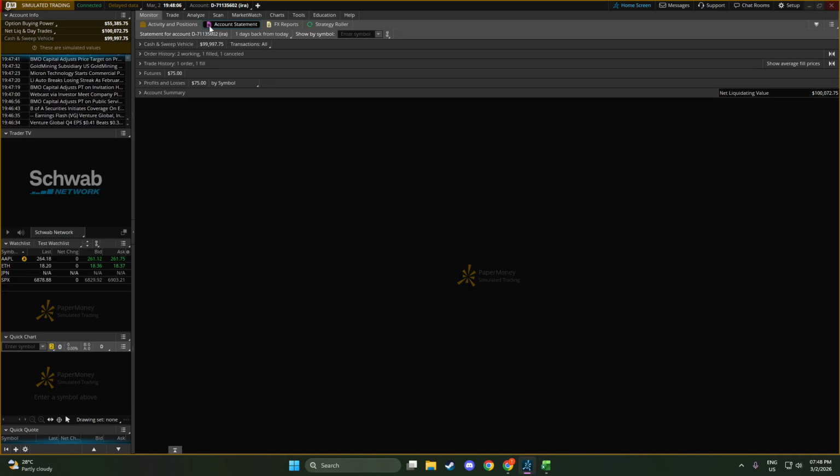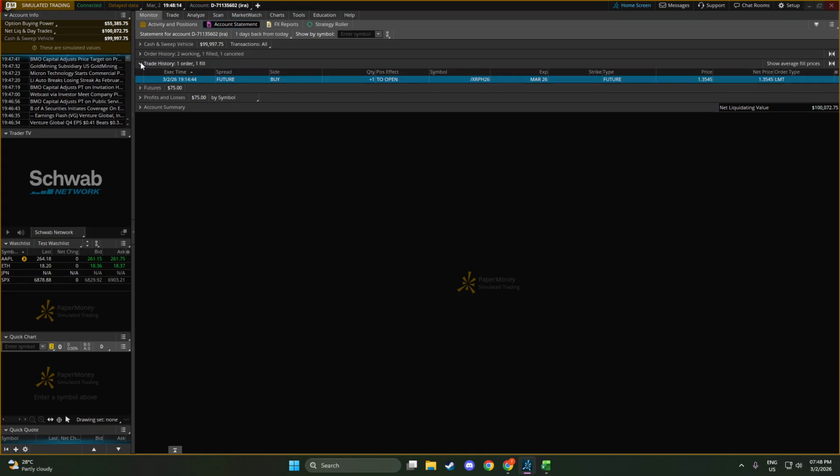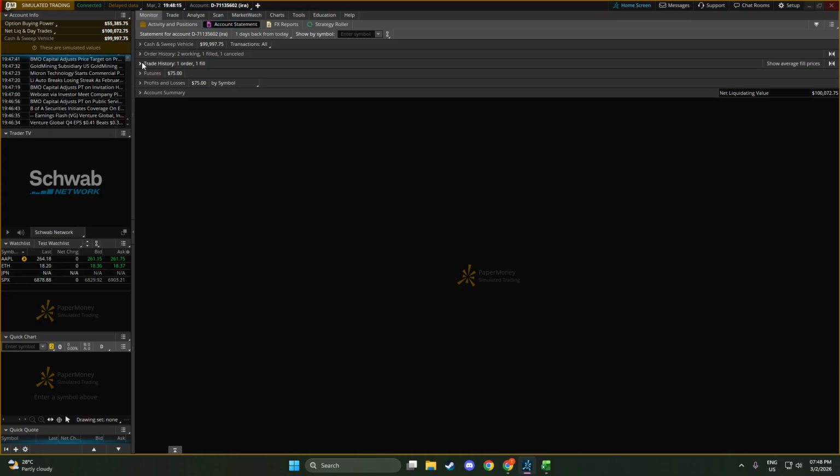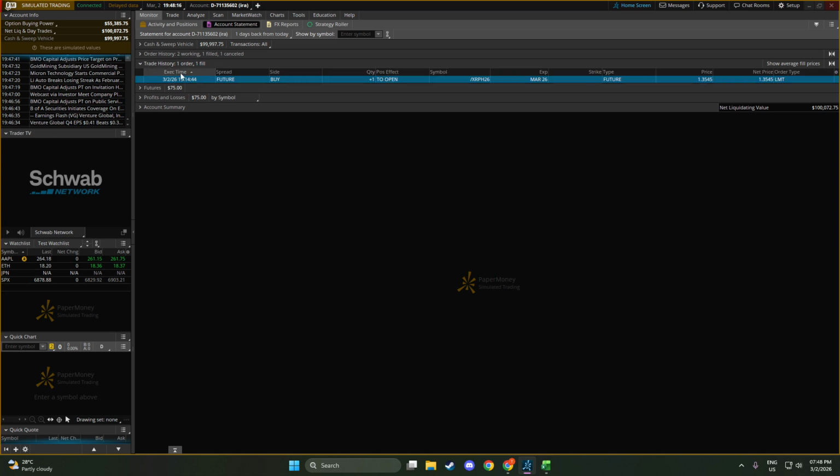Once you're in that view, look for the Trade History section. It may be collapsed by default, so expand it to reveal your data. Trade History lists your filled trades, meaning every executed buy and sell that actually went through. Here, you'll typically see the symbol, the side of the trade, the quantity, the execution prices, the exact timestamps, and any associated fees or commissions.